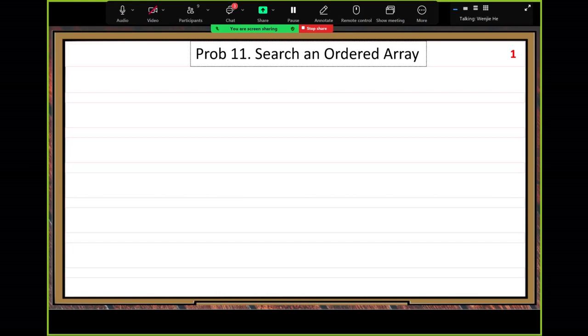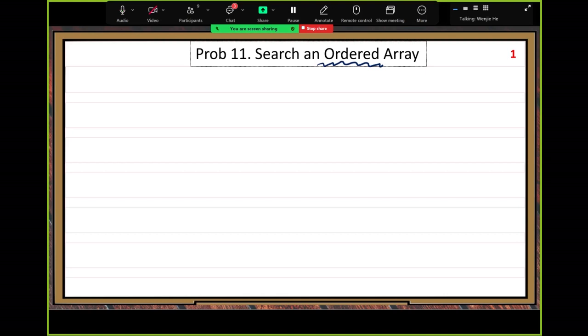Problem number 11, search an ordered array. So this condition is very important. Many people make this kind of mistake. They forget this ordered condition. It's very common. So many people, when they see an array, when they need to search an element in the array, they just apply the binary search anyway.